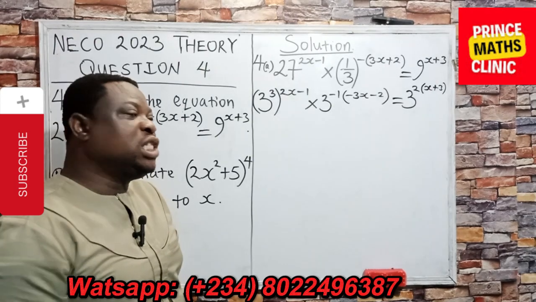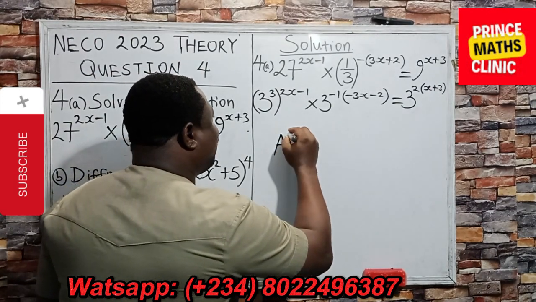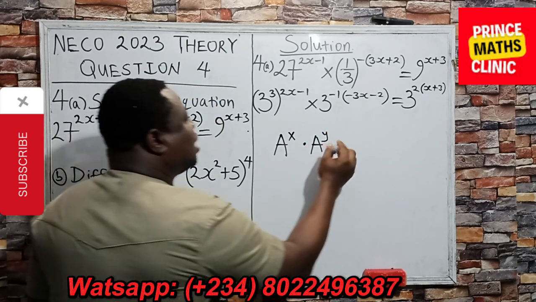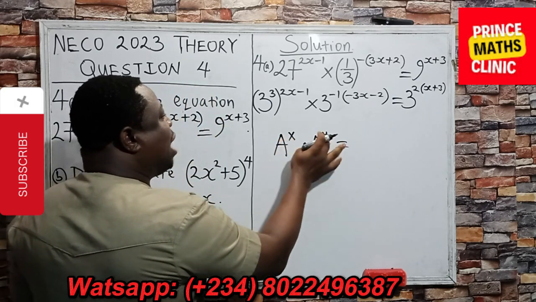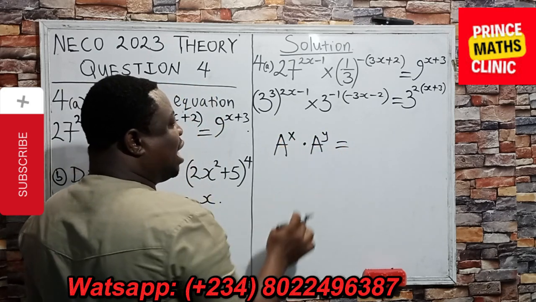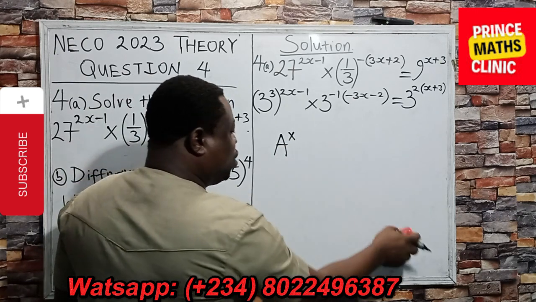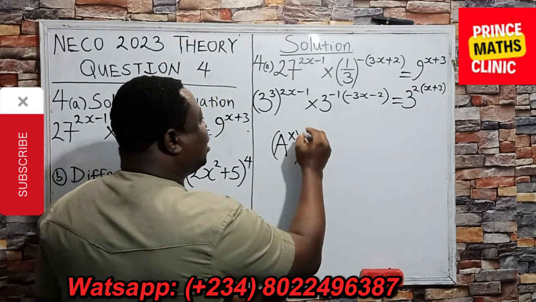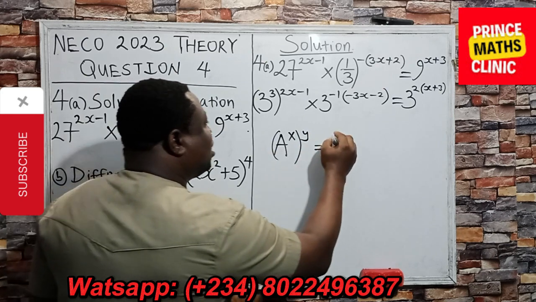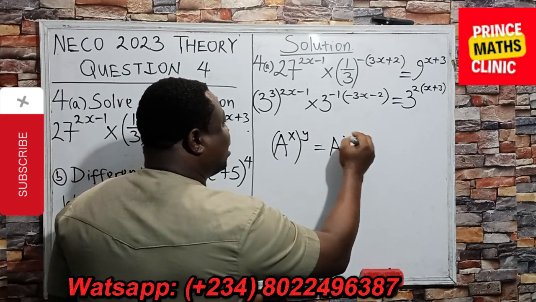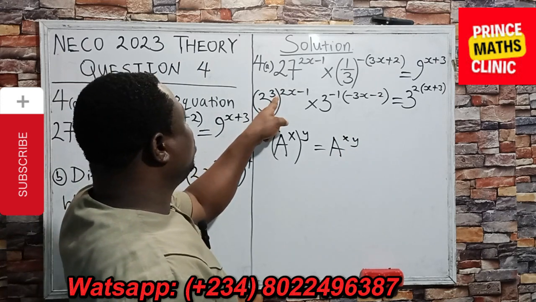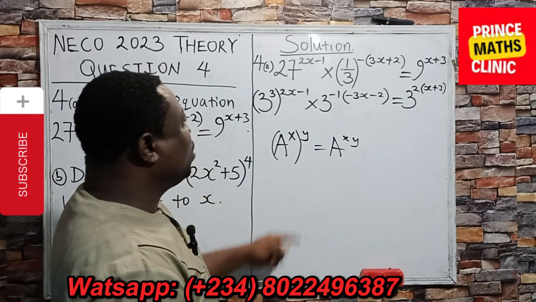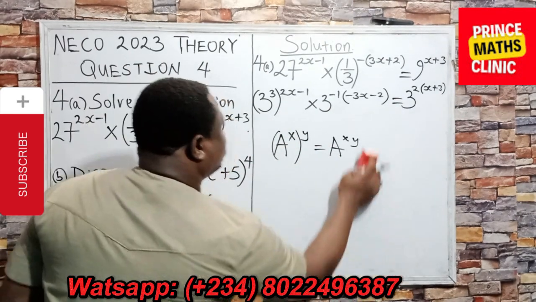Now, from the law of indices, we know that if we have a to the power of x times a to the power of y, as long as the bases are the same, you add the powers together. And also, if you have a to the power of x carrying another power of y, the rule says that you write out the base, then the powers multiply. That's what we are going to do here. Expand this, expand this, expand this, before we use the other rule of addition.